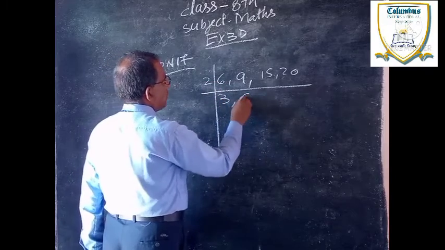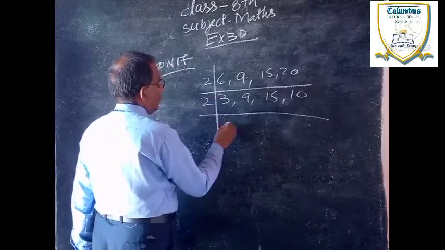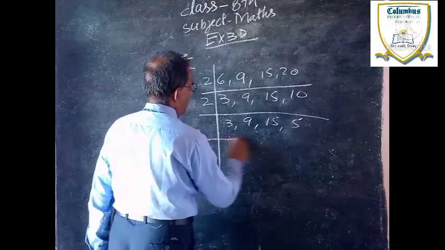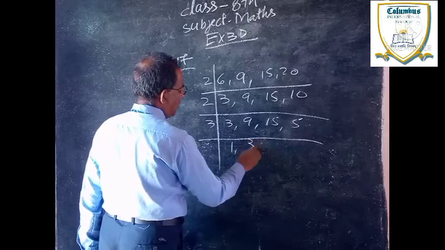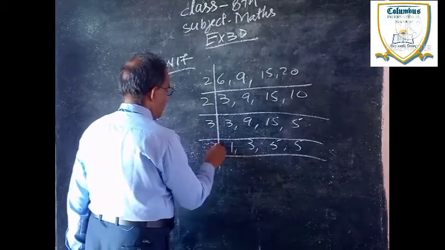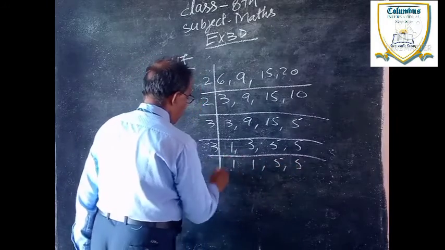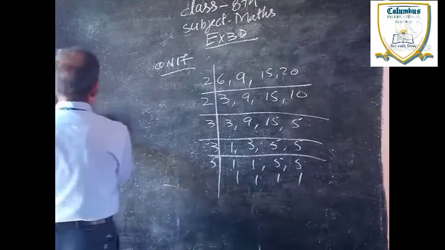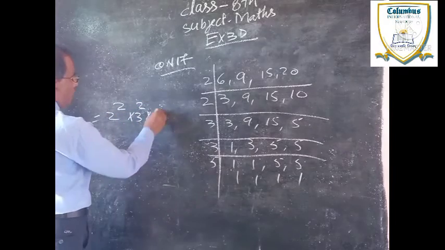2, 3 is 6, 9, 15, 10. 2, 3, 9, 15 and 5, and again by 3, 1, 3, 3 is 9, 3, 5 is 15 and 5, 3, 1, 1, 5, 5. And now 1, 1. That is, we can write it as 2 square into 3 square into 5.